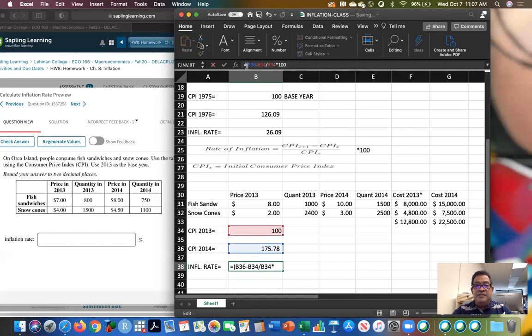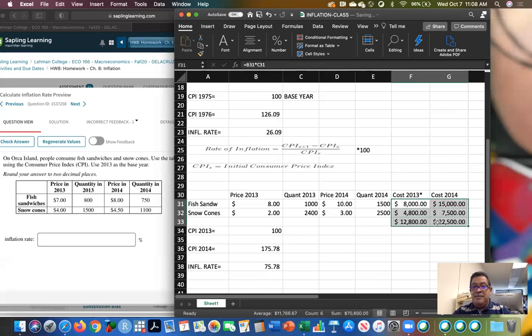But in real life, using parentheses, I'm telling Excel, subtract this, then divide by this, and then multiply by 100. If I don't use parentheses, I said, get the result of this, then subtract from this, and then multiply by 100. That's going to be different. So in this case, we have 0.75.